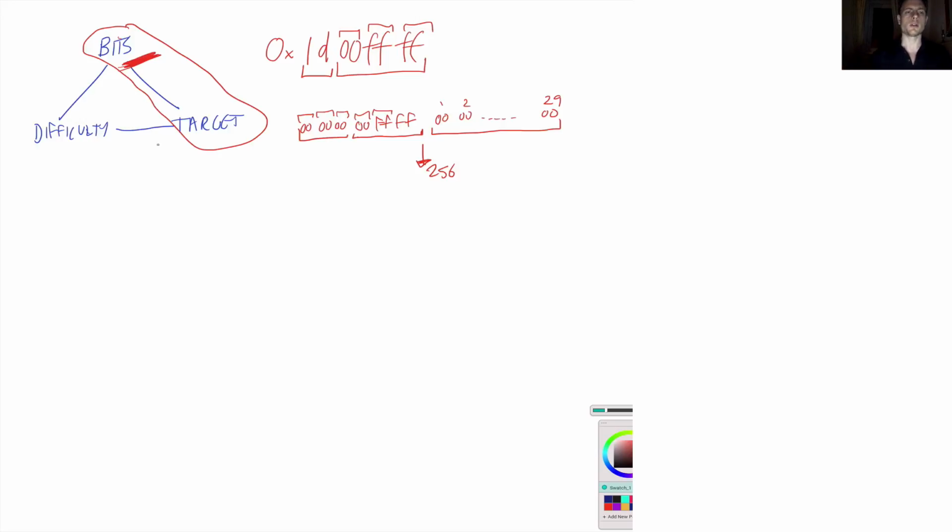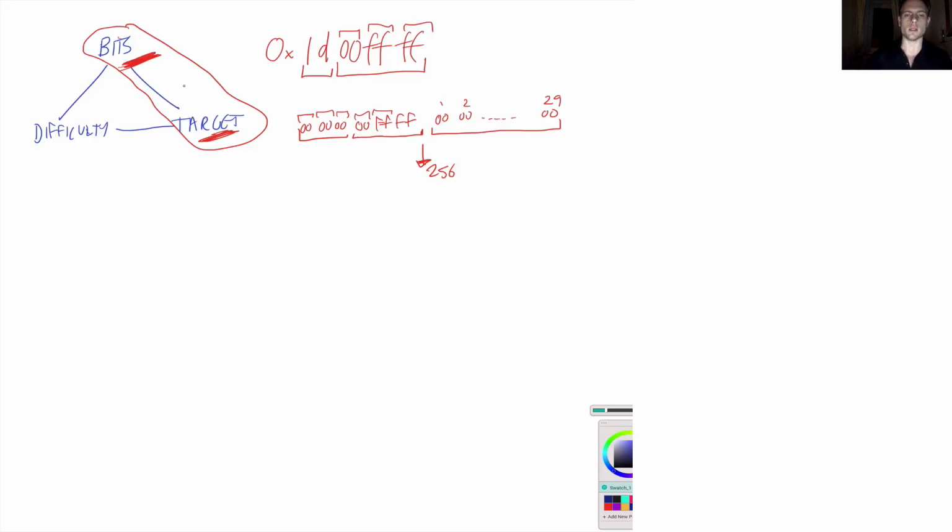So that's hopefully clear on that. So what I want to talk about now is the difficulty aspect. Difficulty really is just a human readable representation of, in relative terms, how difficult that target was to reach from one block to the next, right?